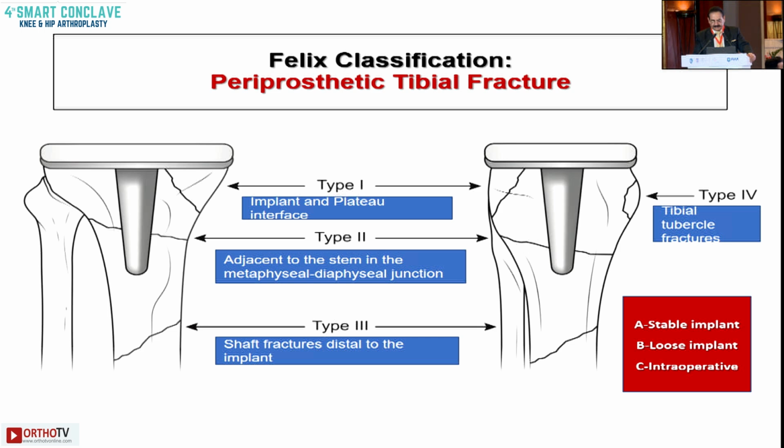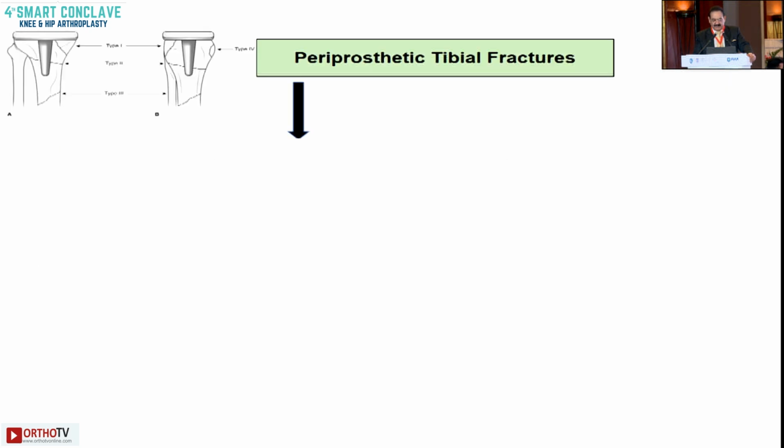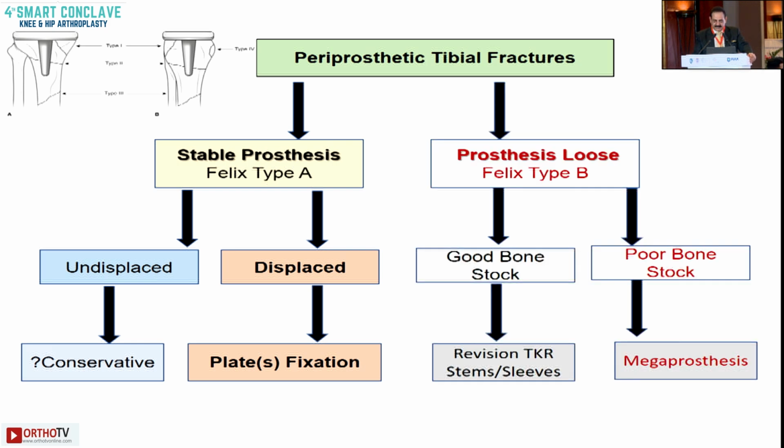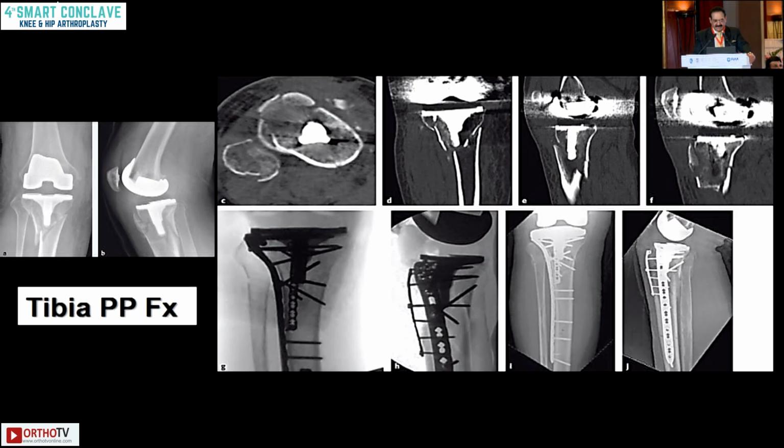intraoperative fracture. Now, these periprosthetic tibial fractures, it all depends. If the prosthesis is stable, Felix type A, undisplaced, one can think of conservative treatment, but it is better to fix them. If it is displaced, use a plate for fixation. If the prosthesis is loose, you need revision, either by using a cone or sleeve or some other gadgetry or a megaprosthesis. Another example of fixation of a tibial periprosthetic fracture by dual plating, which united well.